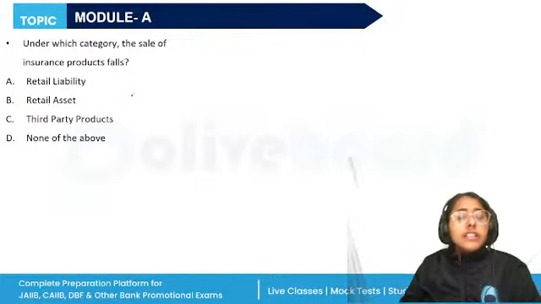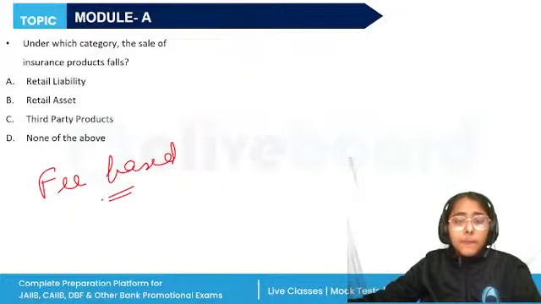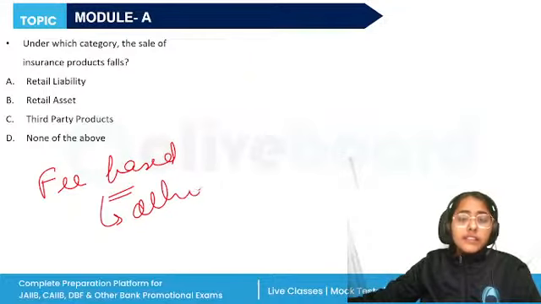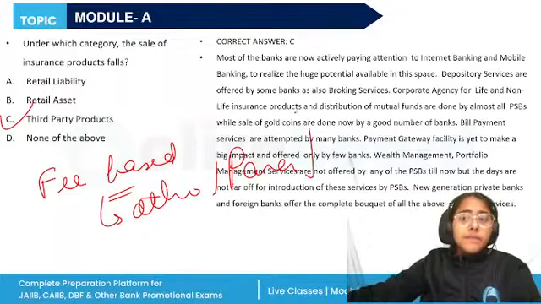Next, under which category the sale of insurance products falls? Apart from the traditional retail liability and retail asset, banks are also offering the fee based products and services. These are the other products and services which we also term as para banking or the third party products.